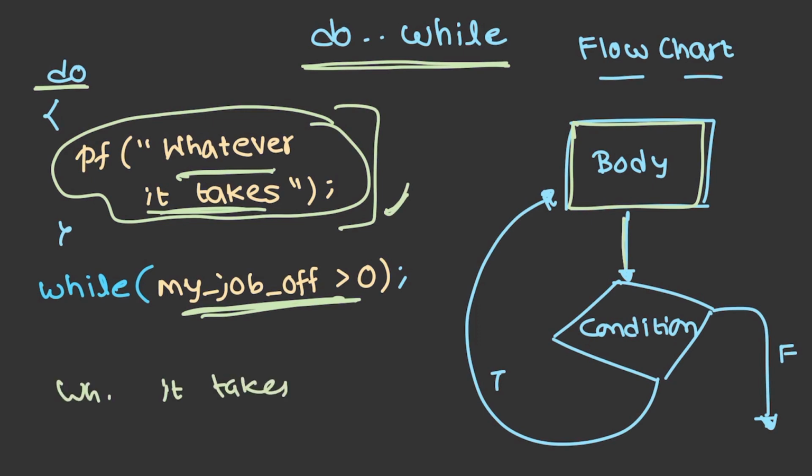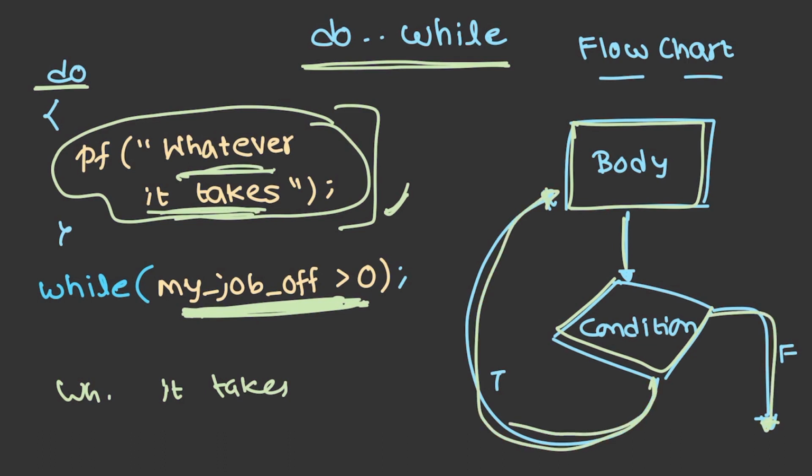After that, it comes out and checks the condition. So, the condition is here: whether I have got a job offer or not. If I got a job offer, then I'll stop trying for now. If I have not got it, then I'll again go to the body and I'll try harder this time.